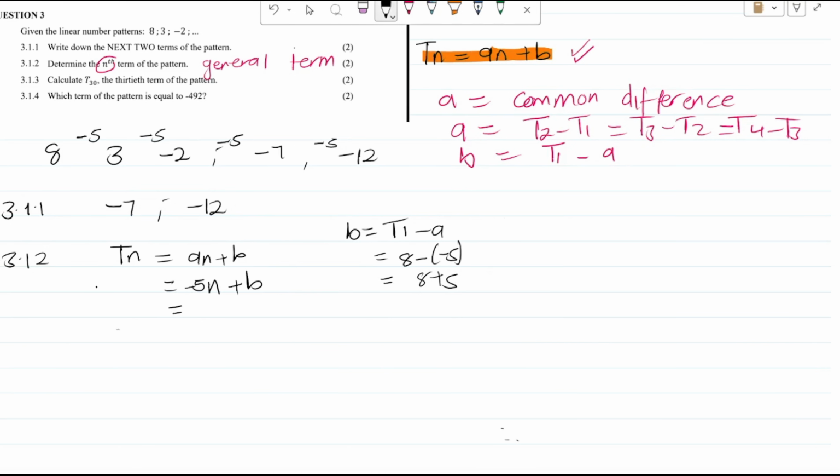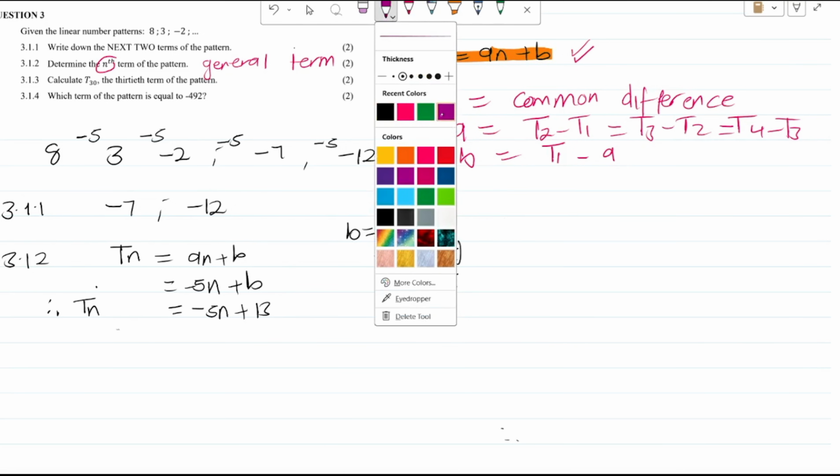So now our general term is just negative 5n plus 13. Okay? We can just say, therefore, the Tn or the nth term of this number pattern is negative 5n plus 13. Okay? Now, let me show you another way of calculating the b. And I'm writing that in a purple pen.